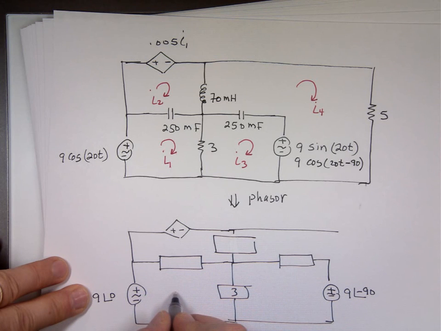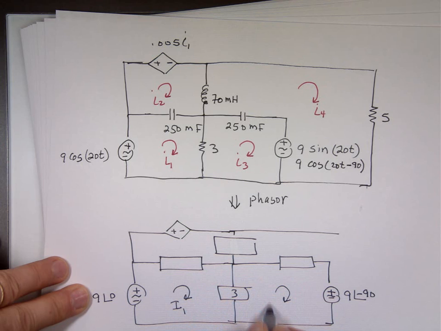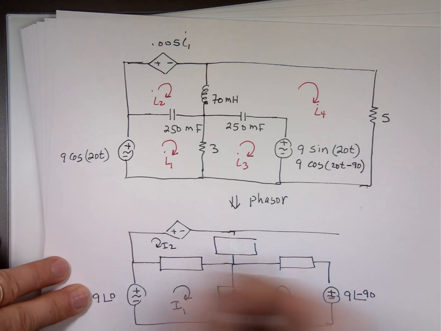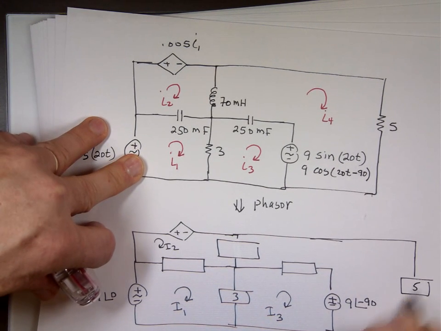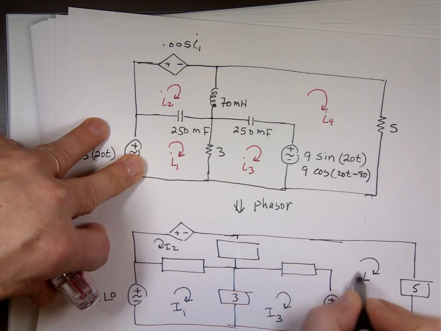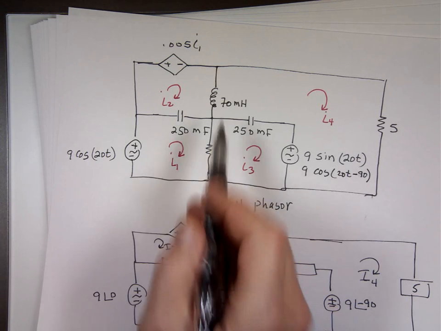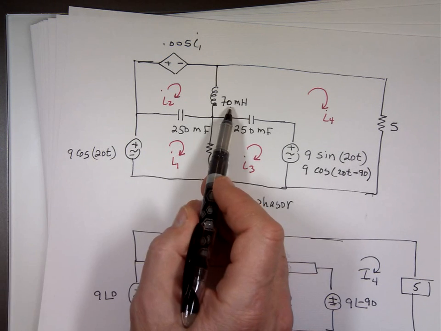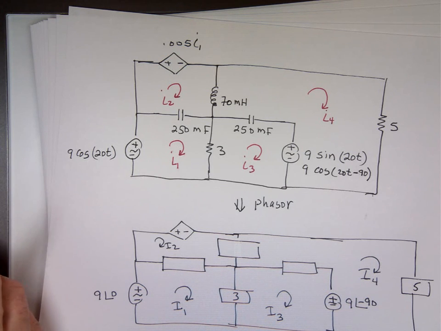This is I sub 1, I sub 3, I sub 2, I sub 4. And let me find the values for these. Inductor: j omega L. Omega is 20, L is 70 milli, so 0.07 times 20. That's 1.4 j.